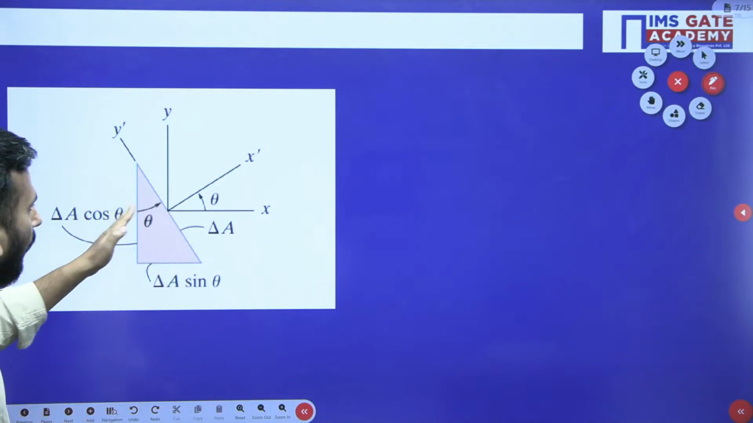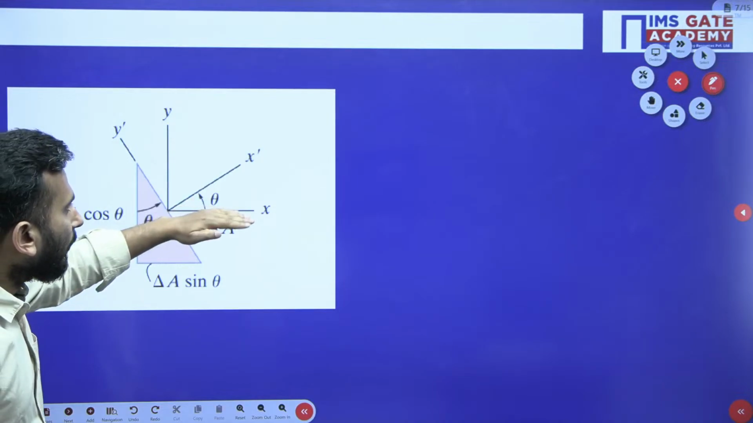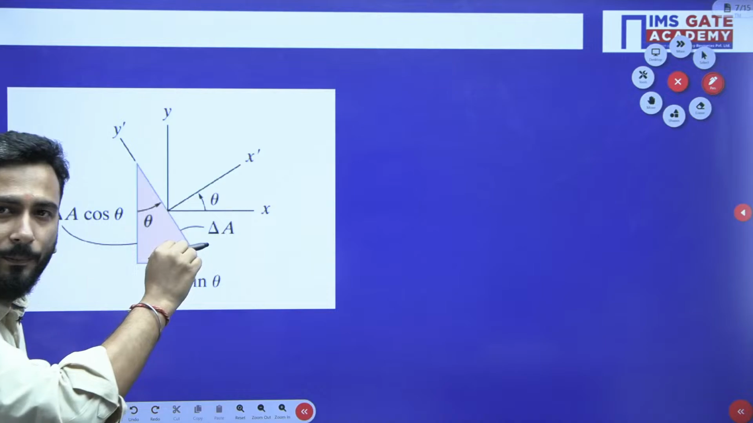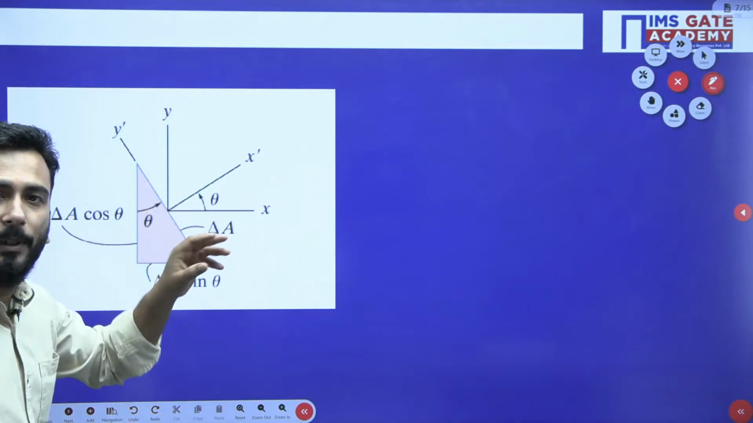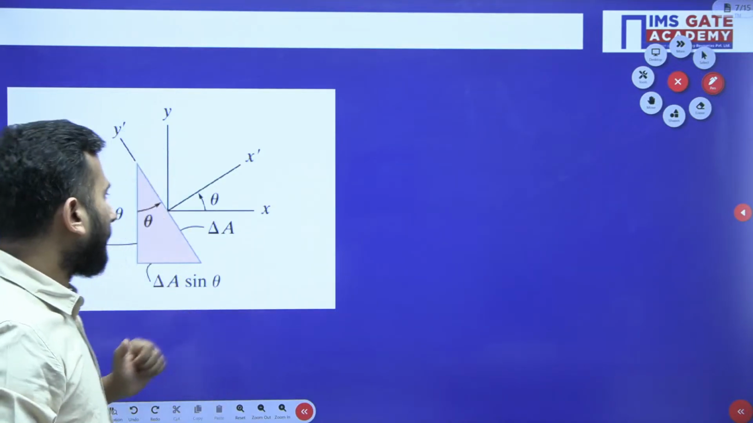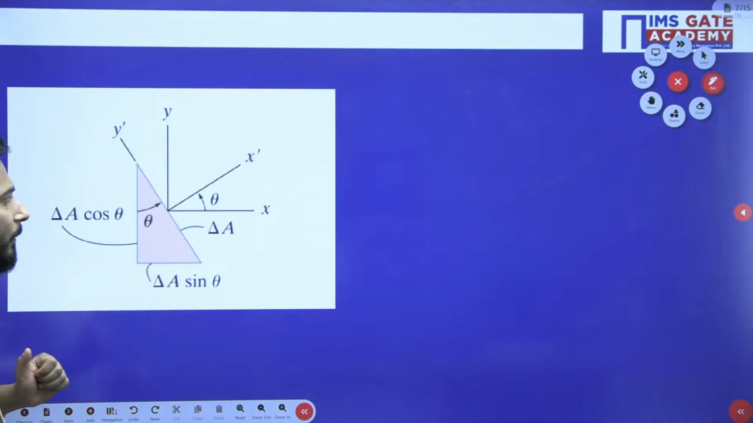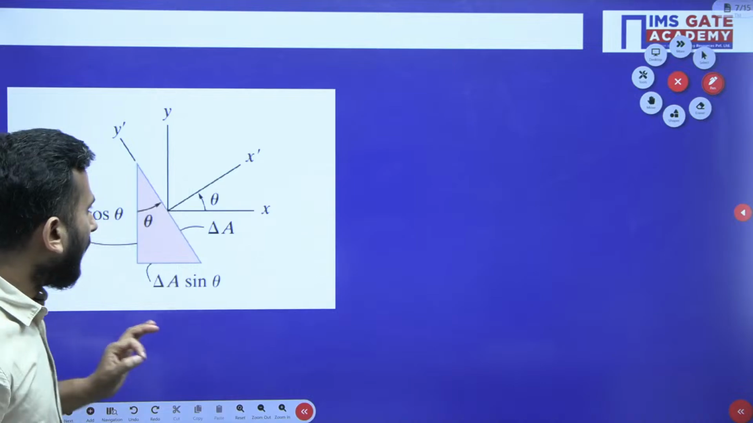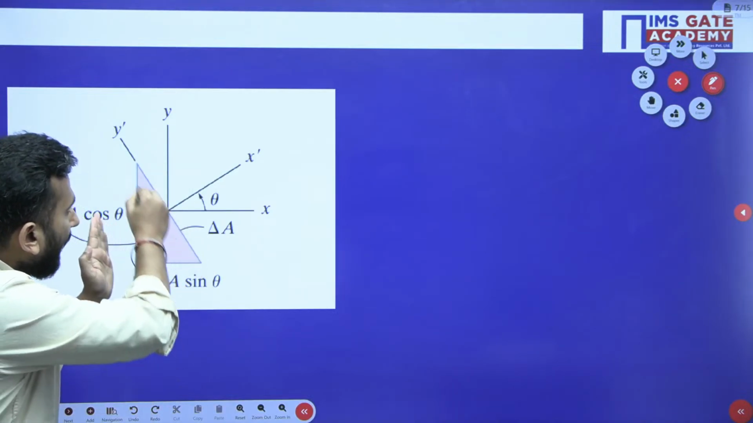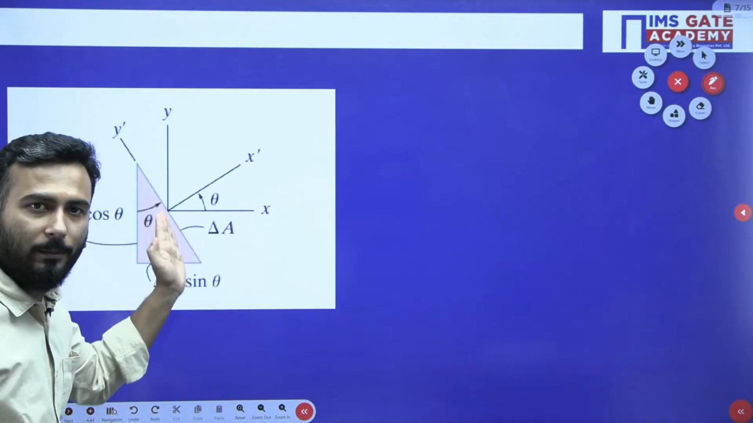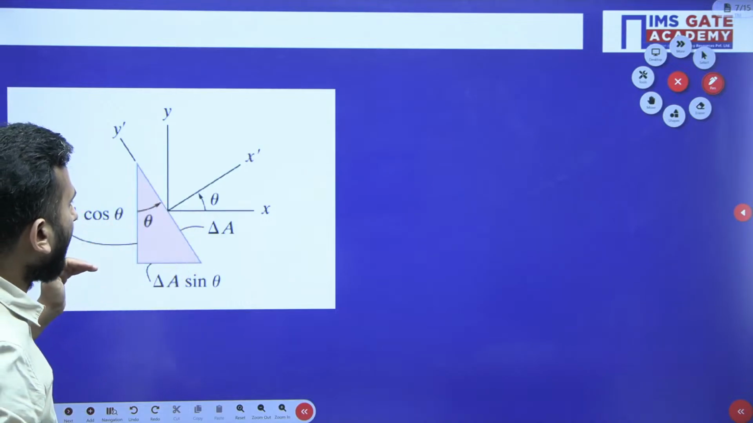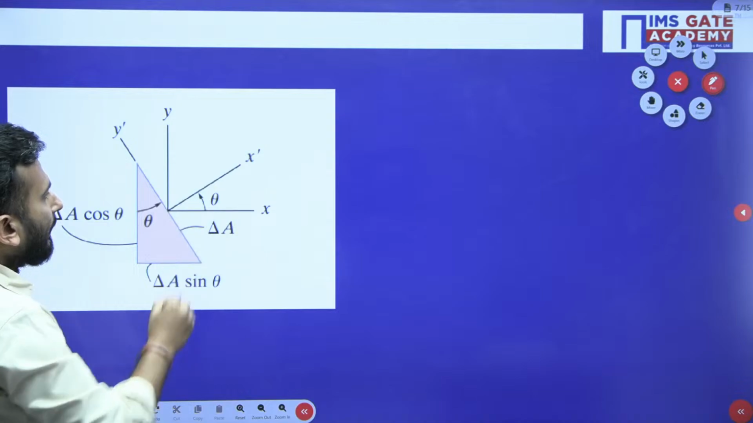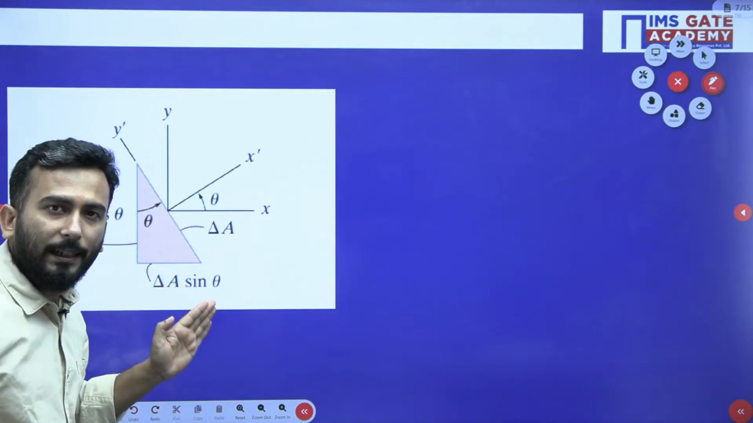Now on this face only, there will be coming sigma x dash. Perpendicular to this face will be sigma y dash. Okay. So what we will do, my dear friends, we will try to take some area. We will assume that on this face, that is the x dash face, sigma x dash is acting and its area is delta A.